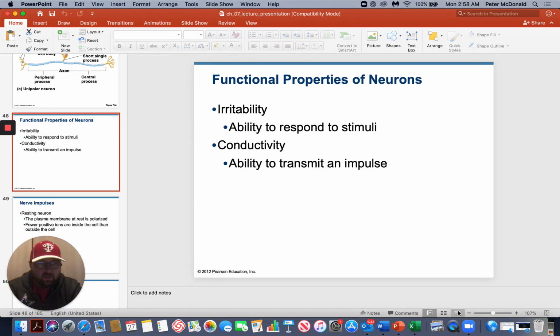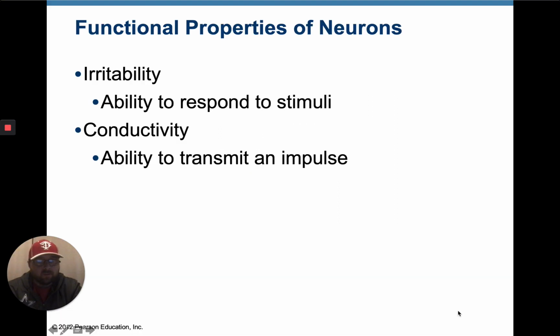We need to talk about two things this week. And the first video that we need to talk about gets into that first big topic of the week, and that's the physiology of neurons.